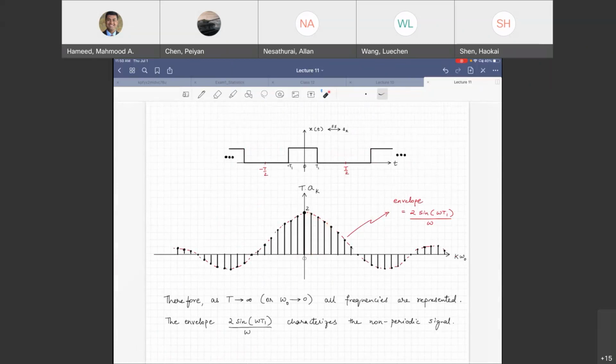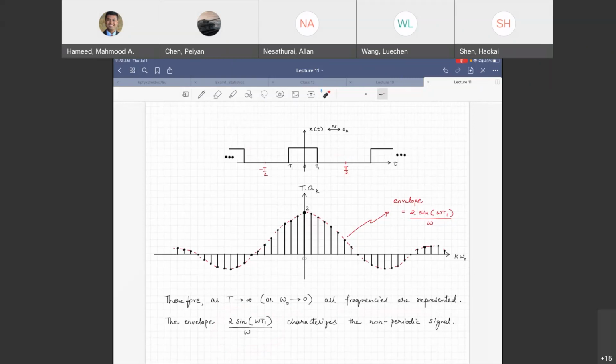And if you extend this conversation as T goes to infinity, in other words, omega naught goes to 0, all the frequencies will be represented. It's not just going to be k omega naught. It's going to be all the frequencies, omega. The envelope is going to be 2 sine omega T1 divided by omega.